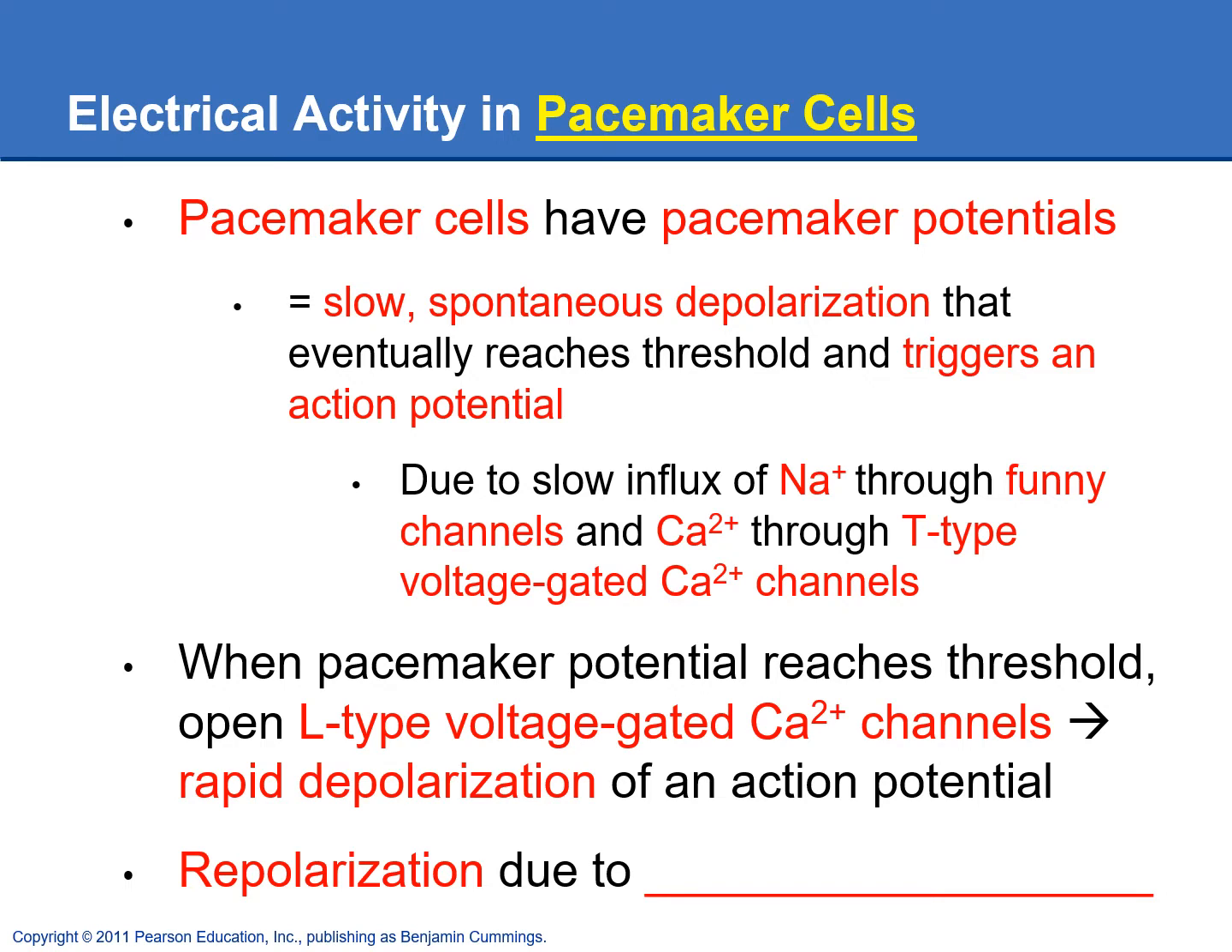I will go through a picture of this next, but just to fill in our blank here, remember that when we have action potentials in neurons and also in skeletal muscle, repolarization is due to potassium moving out through the voltage-gated potassium channels. So that fills in the blank there. Repolarization is due to potassium moving out through the voltage-gated potassium channels.